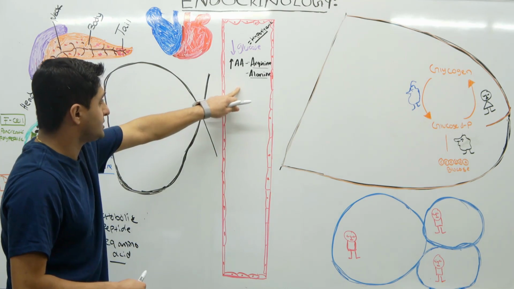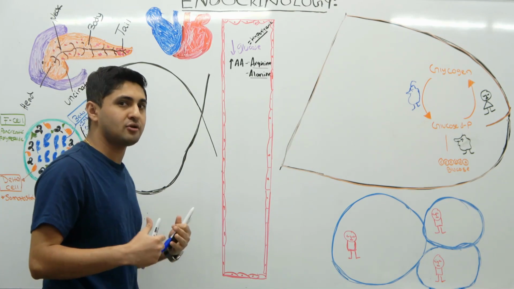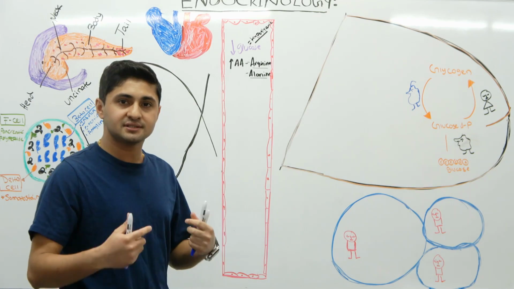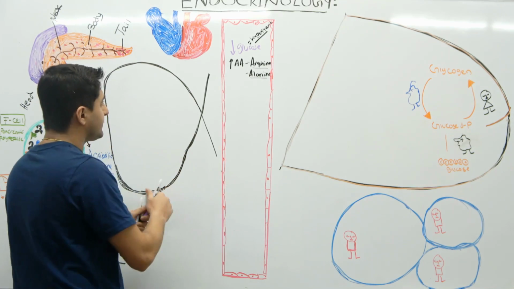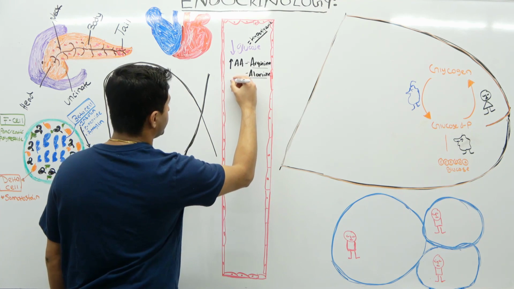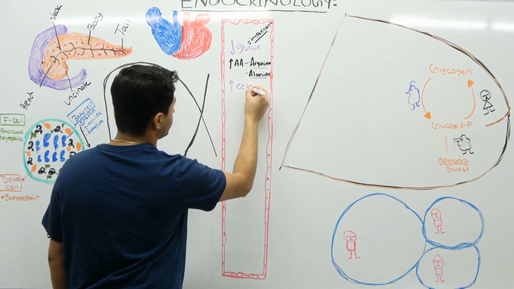Now, not only this, whenever you have an abundant amount of CCK, CCK also releases, has receptors in alpha cells, and they also stimulate the release of glucagon. So a high level of, let's say, CCK.